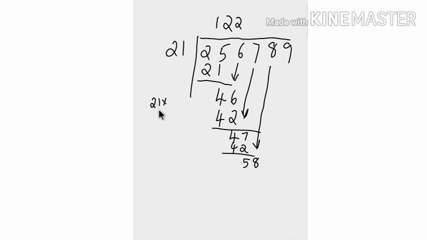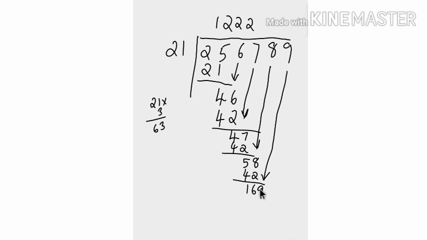21 into 3 is 63. So in 58 also there are two 21s. So 2 into 21 is 42. If we subtract 42 from 58, it's 16. Bring this 9 down. It becomes 169.